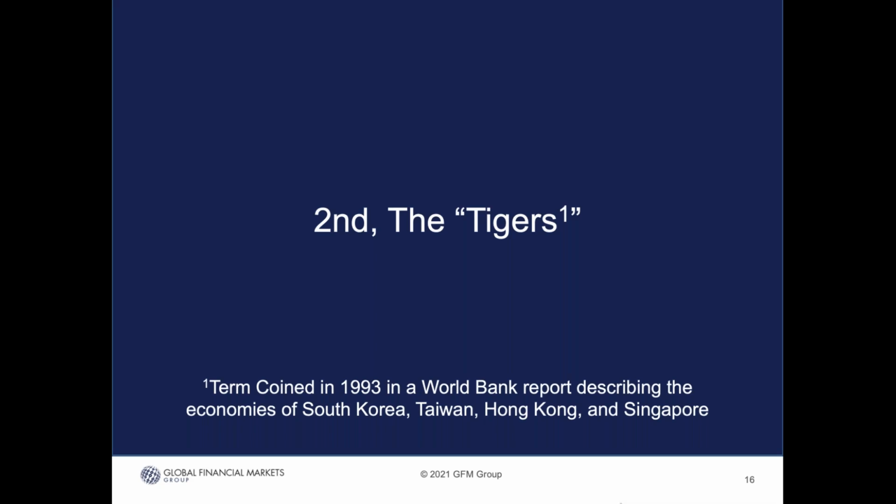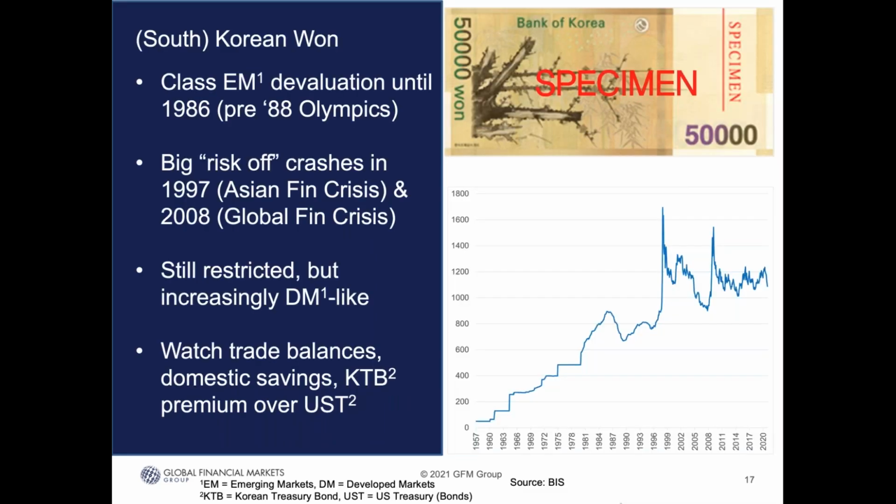But the tigers, the East Asian tigers, is a term that was coined in 1993 in a World Bank report describing the 4 Asian economies whose growth was expected to catch up with that of Japan's in the 70s and 80s. These were the economies of South Korea, Taiwan, Hong Kong, and Singapore. Now, of these 4, I'm not going to talk about the Hong Kong dollar because the Hong Kong dollar has been pegged to the US dollar since 1983. So, of course, there are no futures contracts on it, nothing to talk about. But the other 3 all have interesting currency stories I hope to excite you about here.